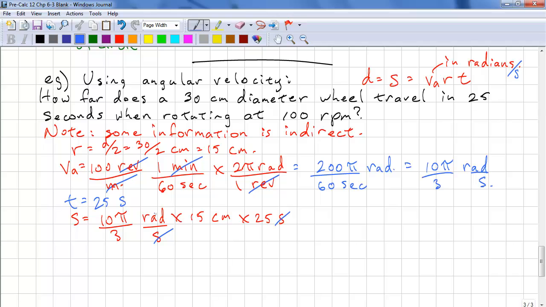We can cancel out seconds. And radians is unitless. So we have another thing that we can cancel out. We can cancel out 15 and 3 with a 5 and a 1. So 5 times 25 is 125. So this gives us 1250 pi centimeters. This is an exact answer, so we'd like to leave it in this form, but we would like to know the approximate value. And if we put it in our calculator, we would find that this is approximately 3.93 meters. And that completes this lesson.